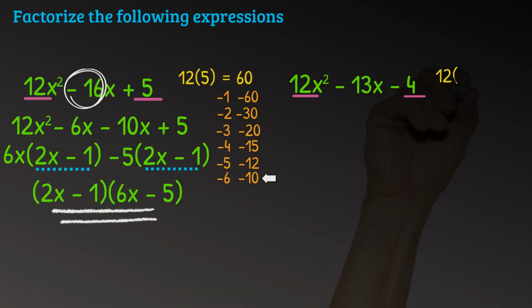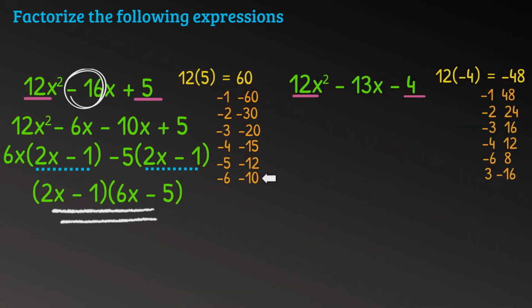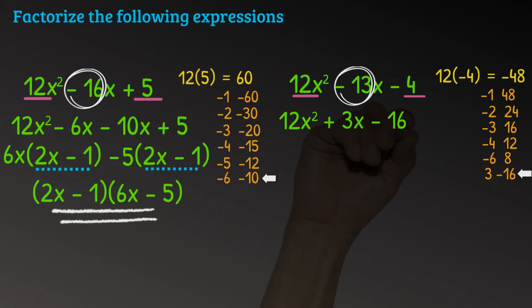Multiplying 12 by minus 4 gives us minus 48, but only 3 and minus 16 add up together to give us minus 13. So then we can rewrite the equation replacing minus 13x with plus 3x minus 16x.